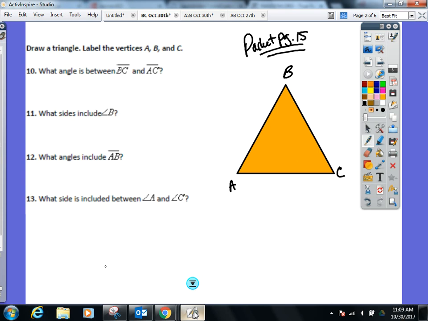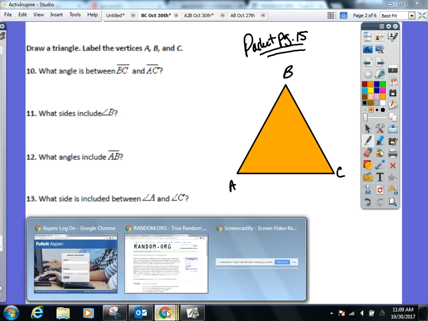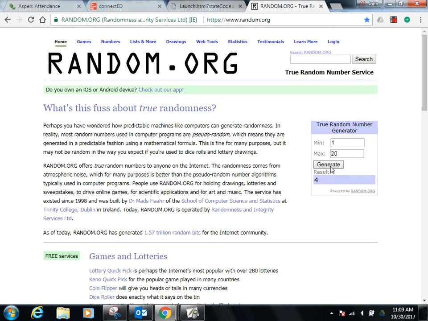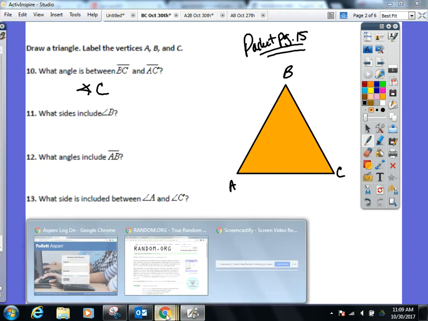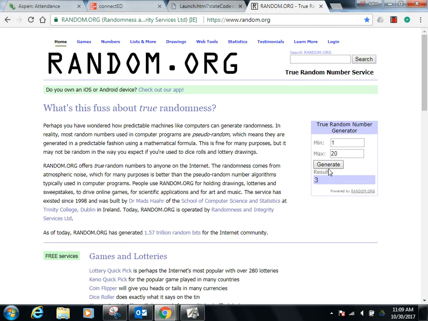What's the angle between BC and AC? Let's name it. Here we go. BC and AC, number 4. Angle C, yep. What's the side that includes angle B? Side that includes angle B, 3.